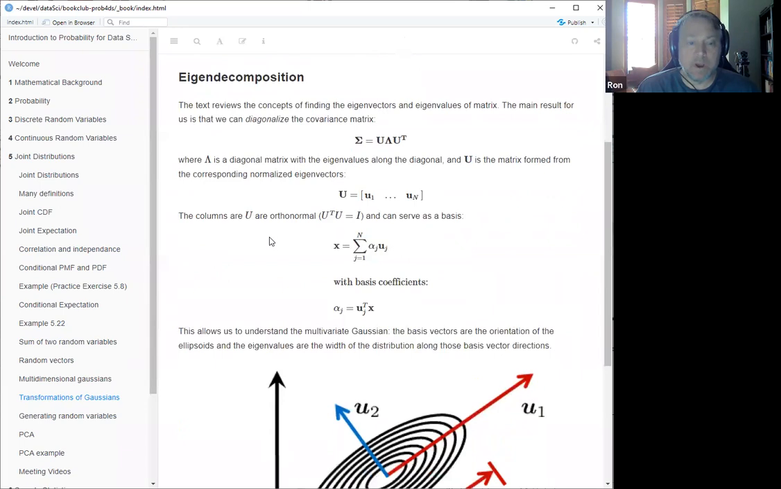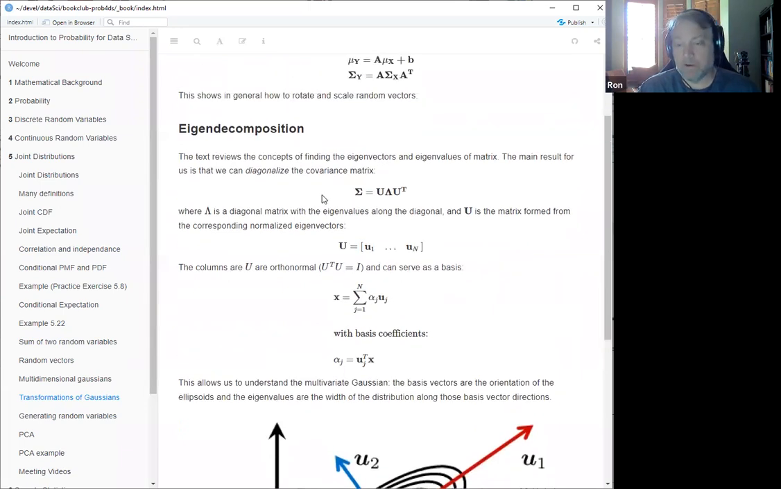Okay, so now we're going to go into the eigen decomposition part. I'm totally going to skip past all of his discussion of eigenvectors and eigenvalues, because I'm making the assumption that you're not going to learn it from this book. And if you don't know it, you probably should go learn it somewhere else, in my view, because it's such an important topic in linear algebra.